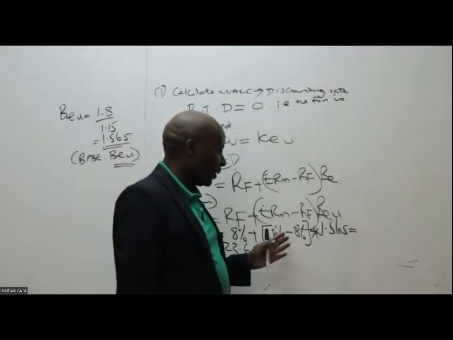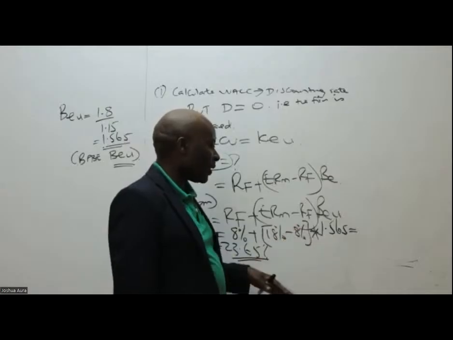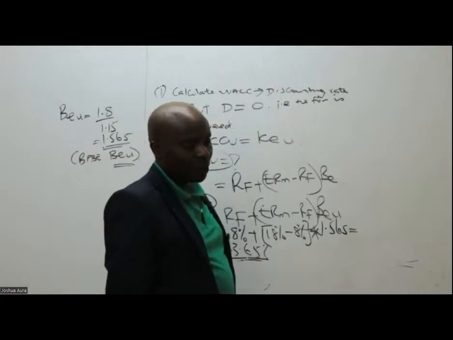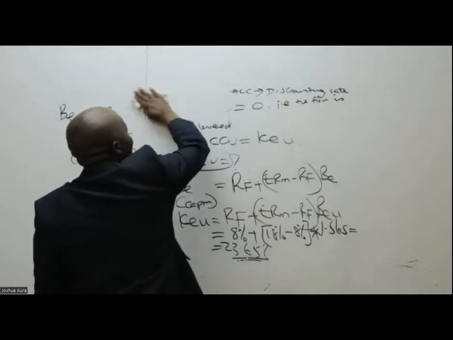18 minus 8 gives me 10. 10 times this will give me 15.65%. So 8 plus this for sure will give me this. Thank you very much. So now we have been able to answer number 1.